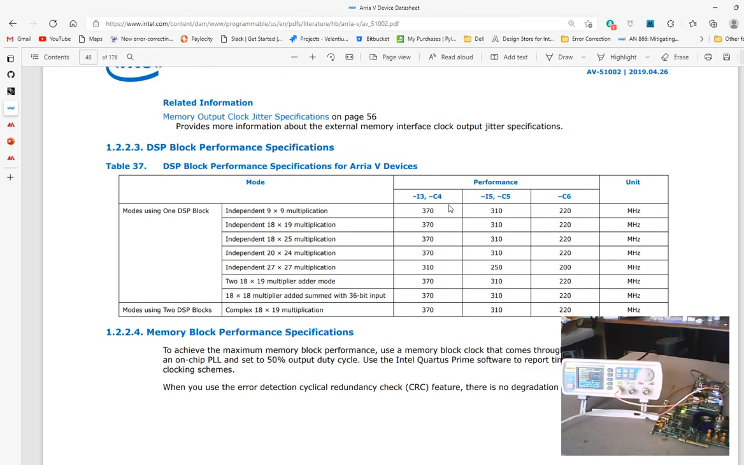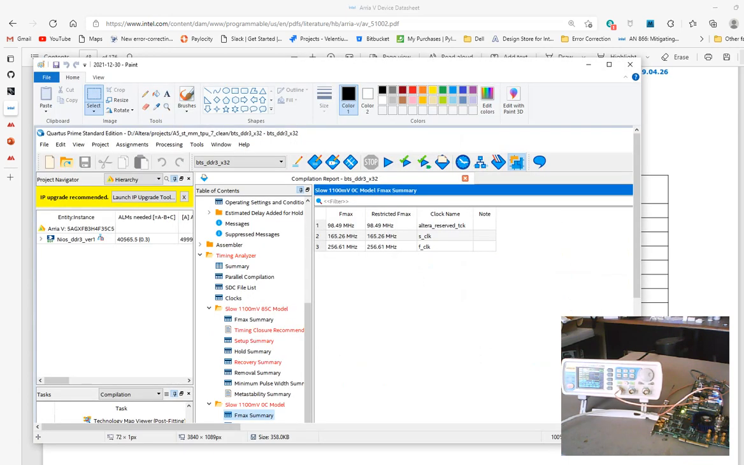Now we're using a -C4 performance Arria-10 FPGA. And so the Arria-10 FPGA is a -C4 speed grade. Notice that the independent 18 by 18 multiplication is rated at 370 megahertz. Okay, so if we refer back to our compile report, we see that our DSP multipliers, in the case of the multiply accumulate unit, are running at 256 megahertz top speed according to the reports of the Quartus timing analysis.